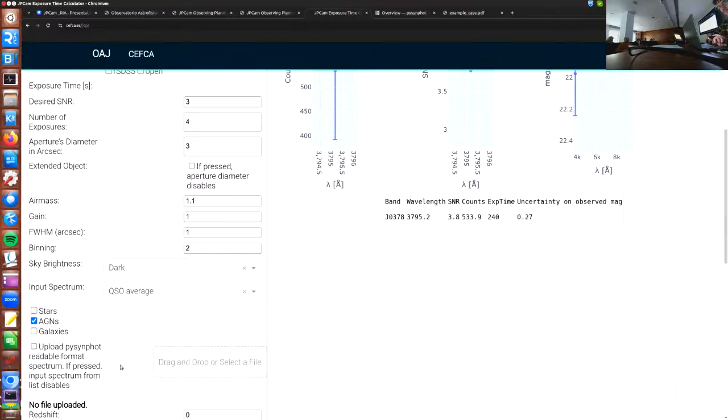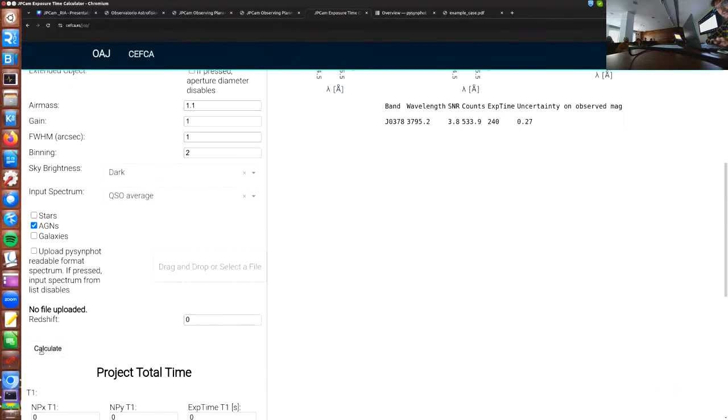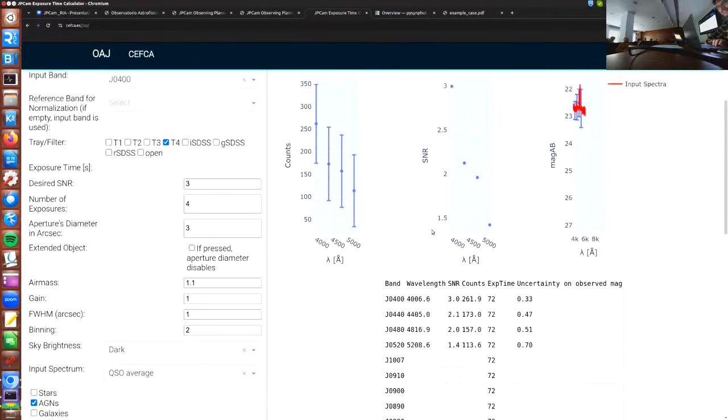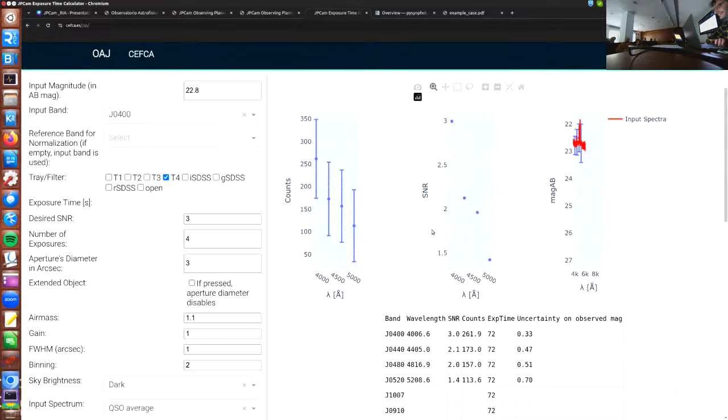But I'm very happy to receive your templates, and at the end, what we should do is to do a tool to build the PySynfo readable format. So work in progress. Then calculate. So it's not that large, so probably we can go deeper.